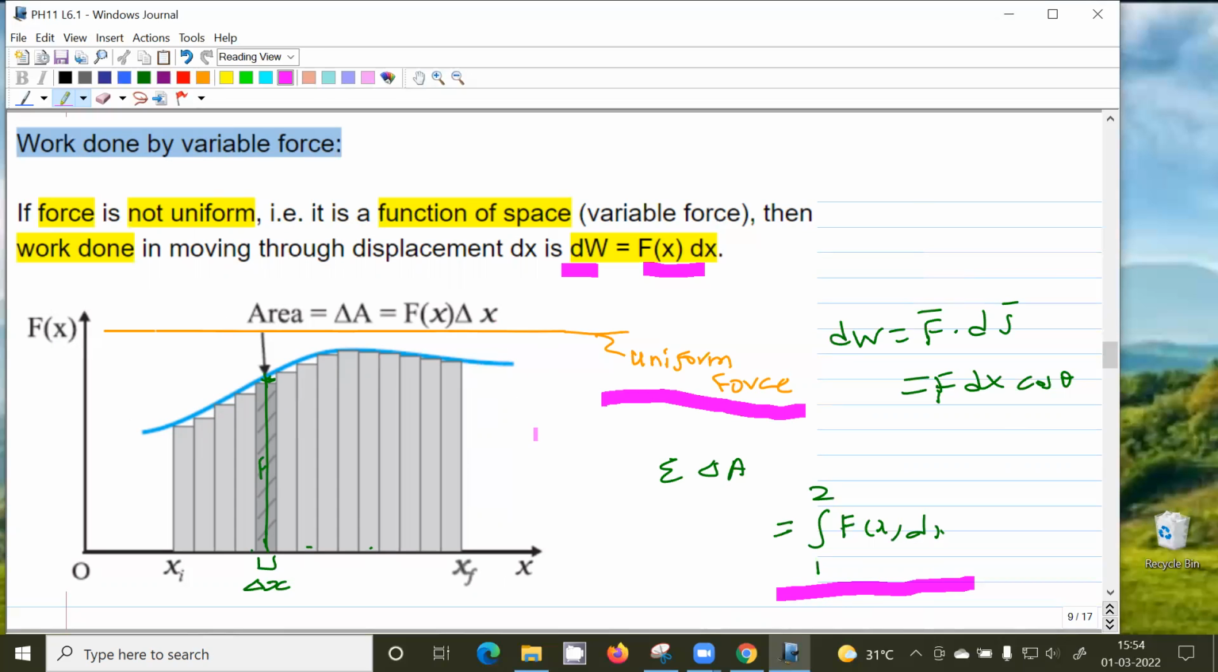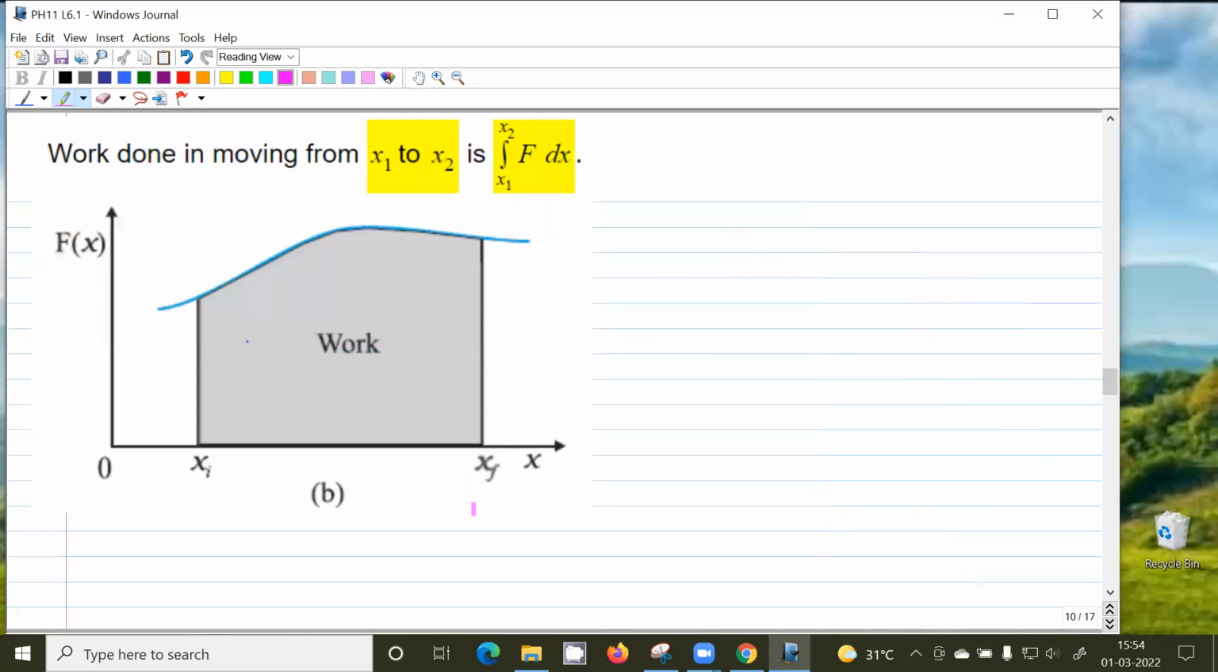An interpretation of the integral of some function is the area under the curve. So the work done is the area under this force versus x curve. So that is the work done.